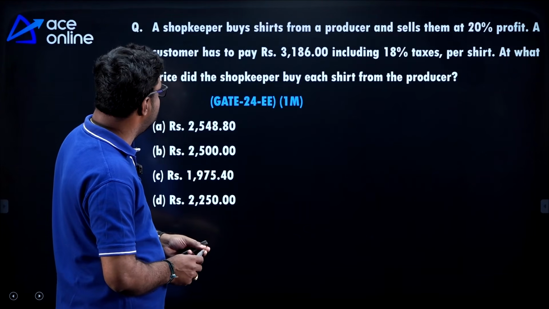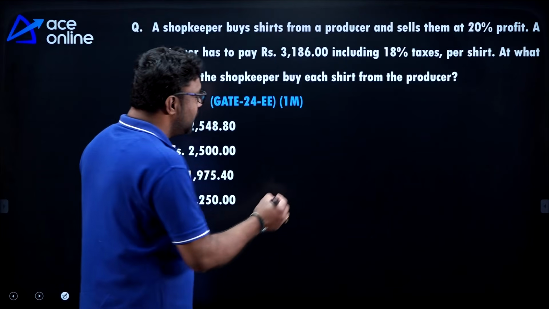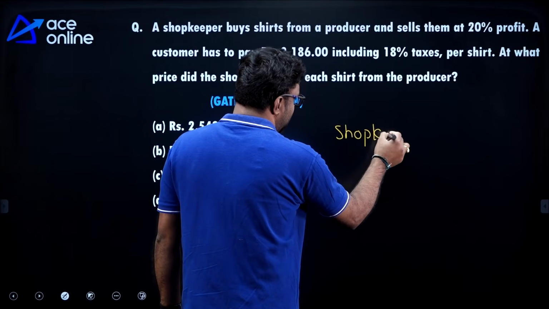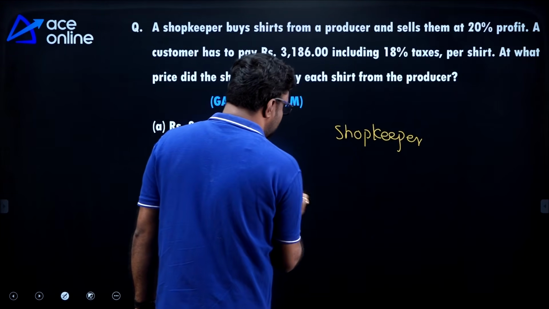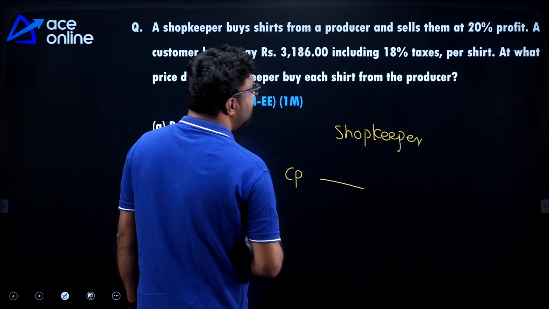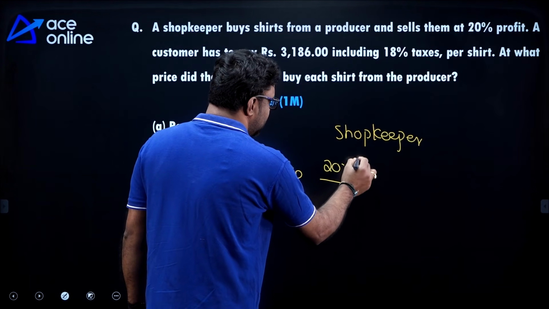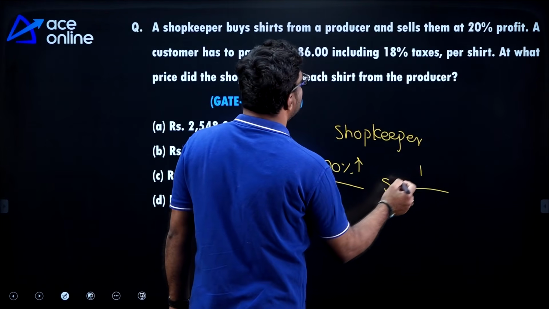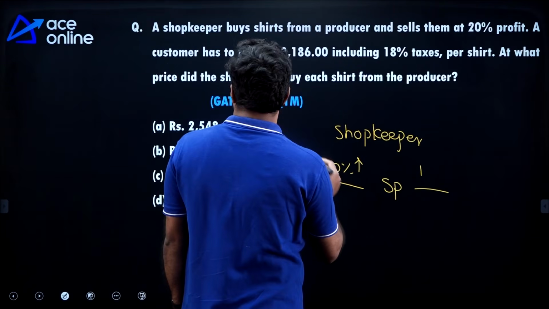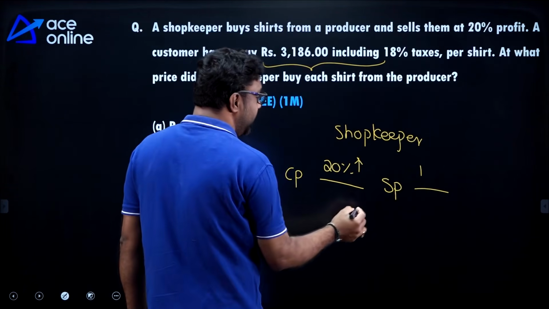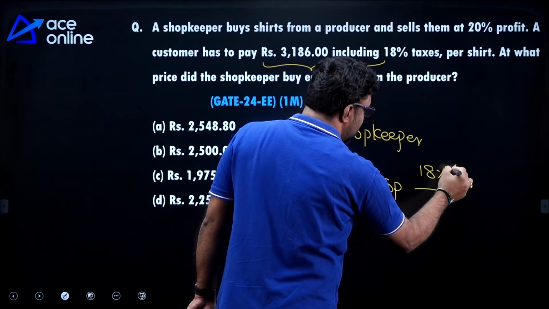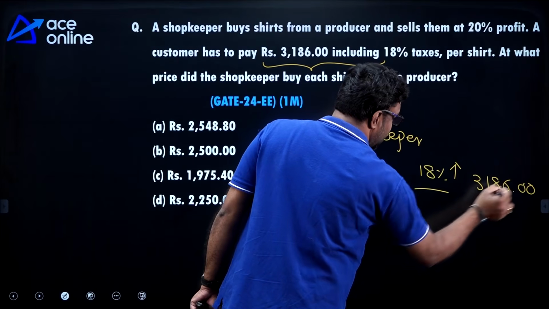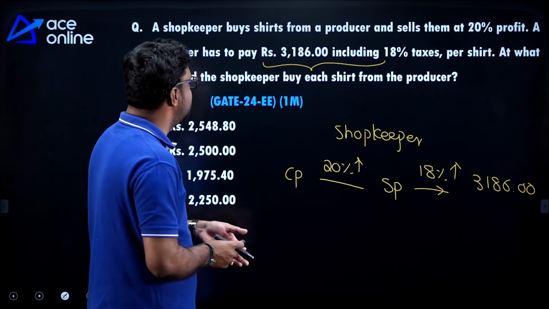Now, at what price did the shopkeeper buy the shirt? From the shopkeeper's point of view, he purchased for some amount. Now he is selling with 20% profit. Then for that selling price, he has to include that 18% tax. This 3,186 is including 18% tax. So a customer is purchasing at that price. Okay, see, this is fine.